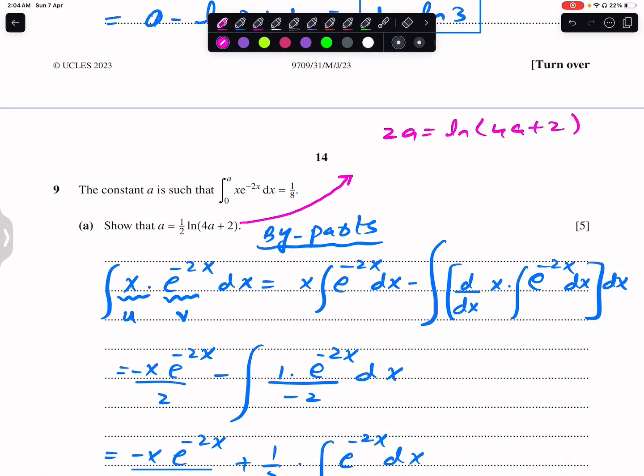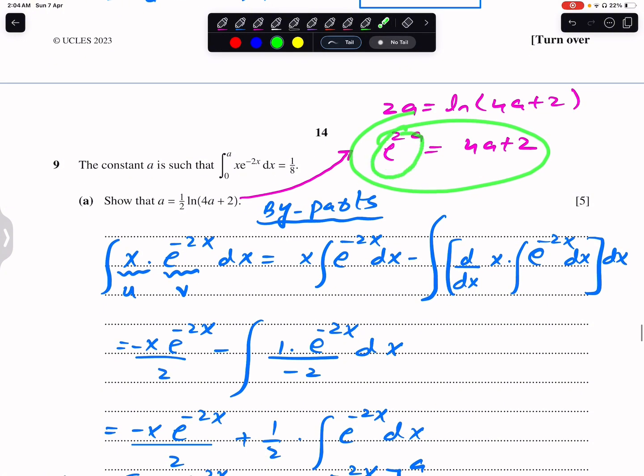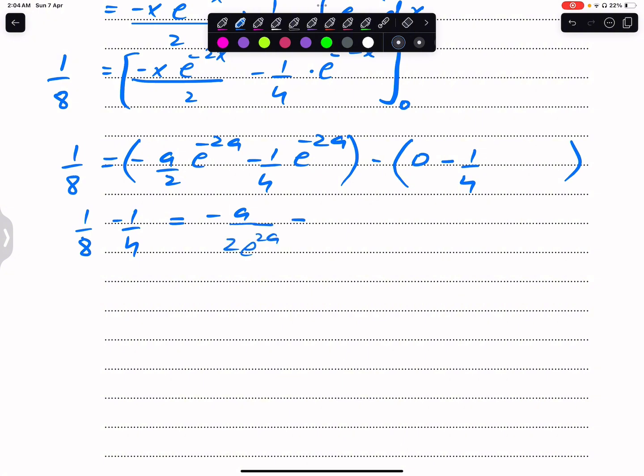This is the first step. Okay, so if you take e on both sides, you will get e raised to power 2a is equal to 4a plus 2. From this expression you can see that you want to bring e raised to power 2a instead of e raised to power minus 2a. So let's bring the minus a over 2 e raised to power 2a and then minus 1 over 4 e raised to power 2a.